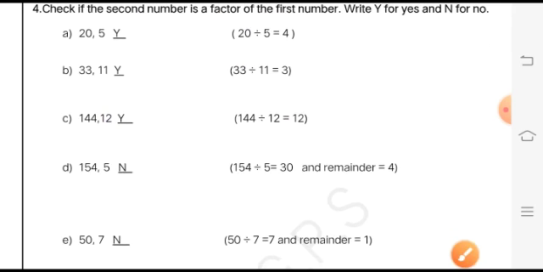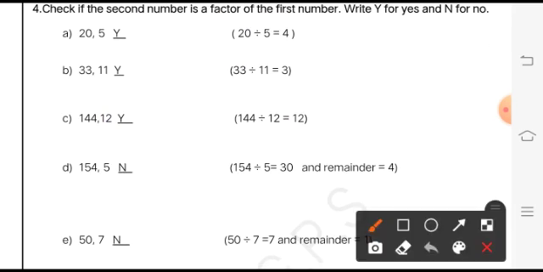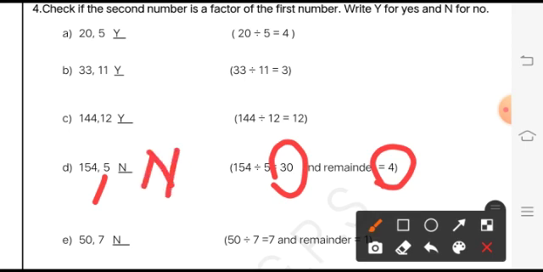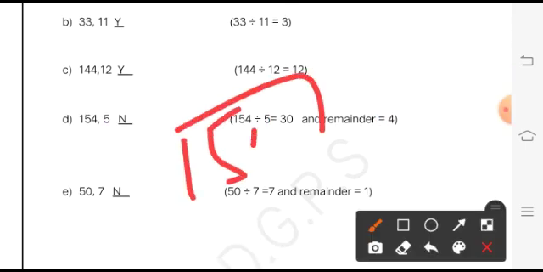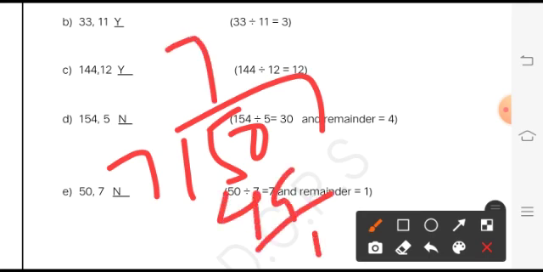For D part, if we divide 154 by 5, we'll get quotient and we'll get some non-zero remainder. When we get non-zero remainder, that means 5 is not factor. So we put N here. This is the bookwork and all the parts are to be done in the same way. For E part, we divide 50 by 7. We know that 7 sevens are 49. We get remainder 1. That means 7 is not factor of 50, so we write no.